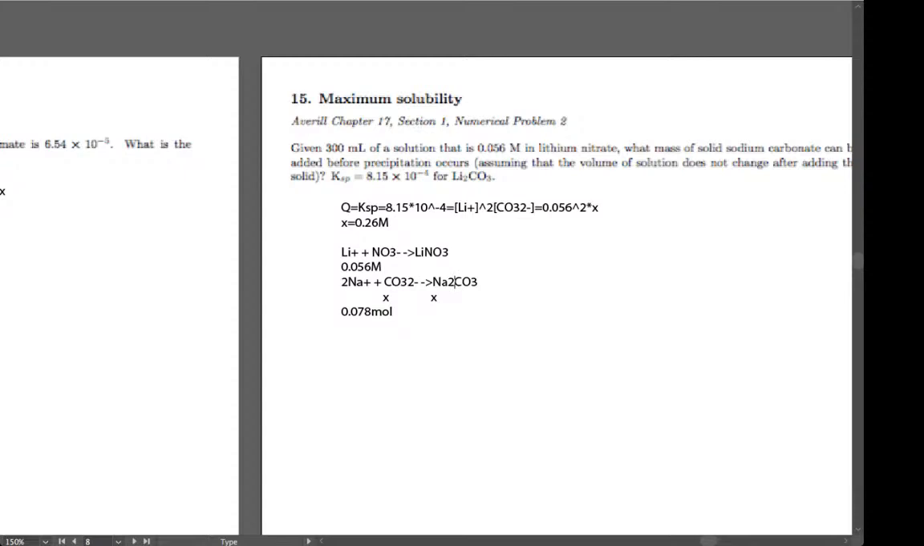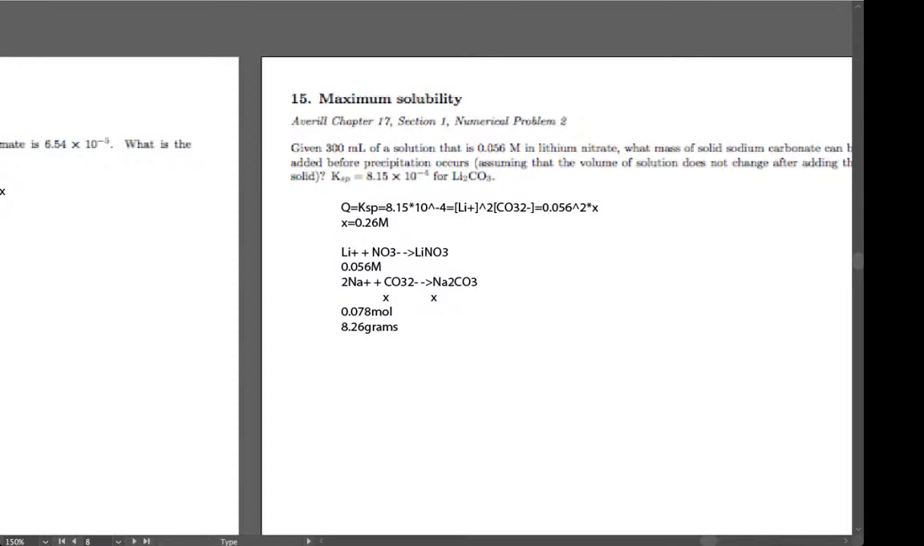So we just need to multiply the thing by 106, and that would get us the grams. So all we need to do is to add in 8.26 grams. There we go.